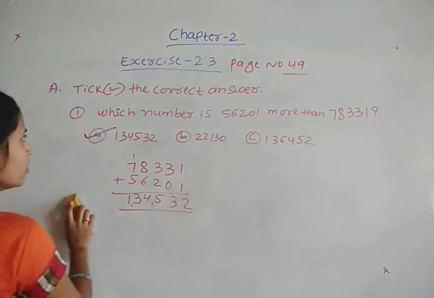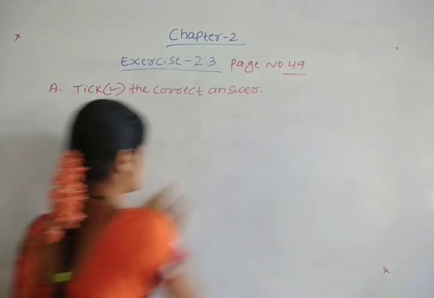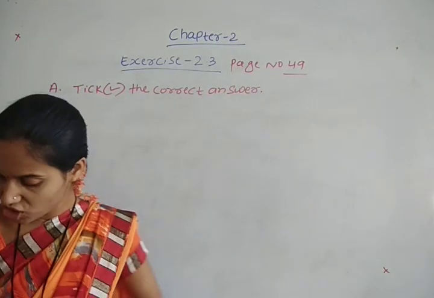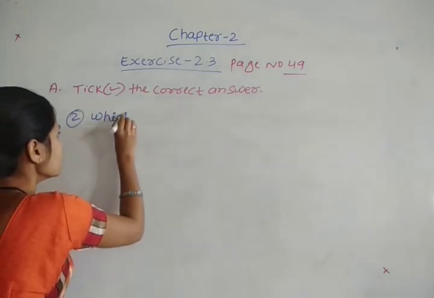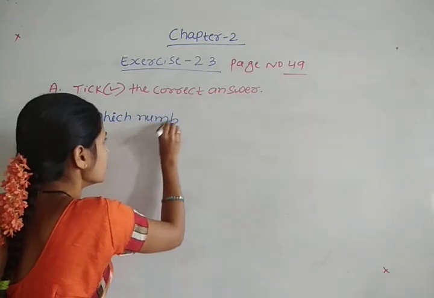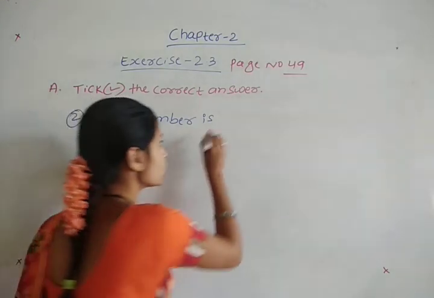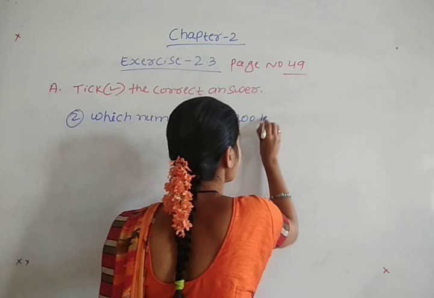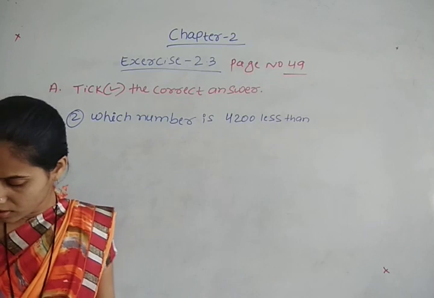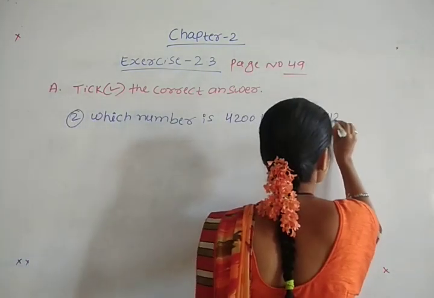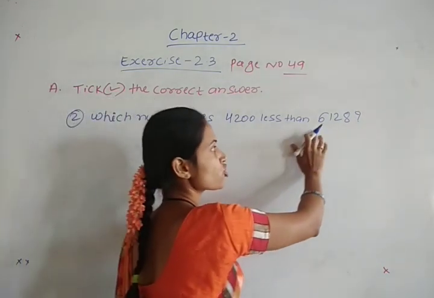Okay, now let us move to the second question. Which number is 4200 less than 6128? Okay, which number is 4200 less than 6128?